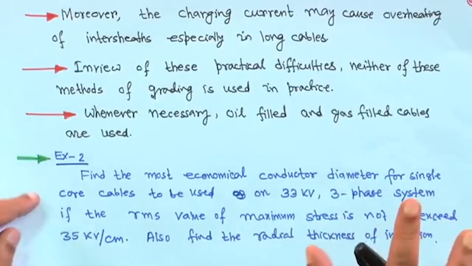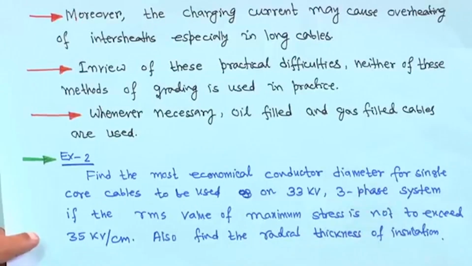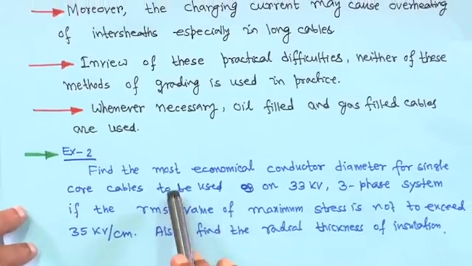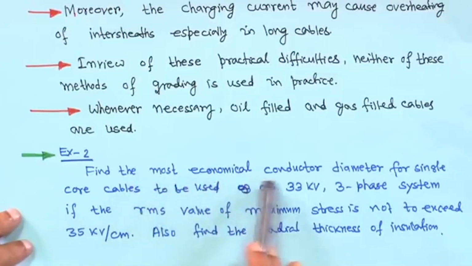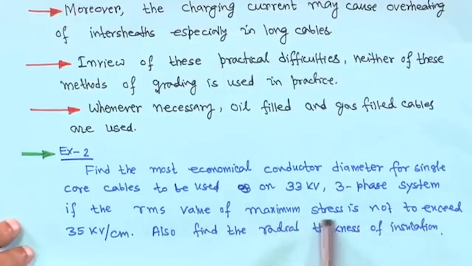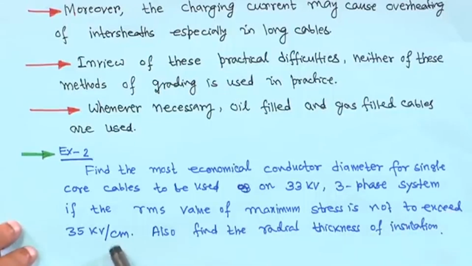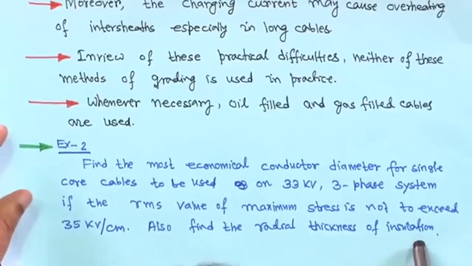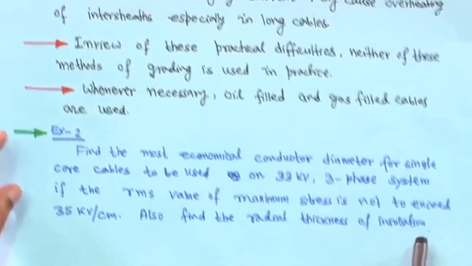So, these are the things for cable. Further things will come later. Now, another example, example 2. It is given: find the most economical conductor diameter for a single core cable to be used on a 33 kV 3 phase system if the RMS value of maximum stress is not to exceed 35 kV per centimeter. Also find the radial thickness of insulation. This is the problem.